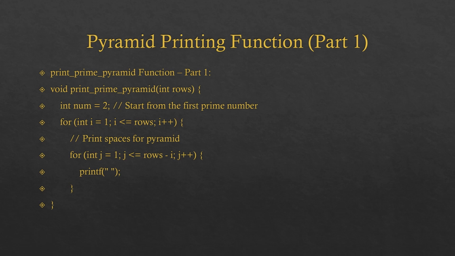Next, let's look at the first part of the print prime pyramid function. This function takes the number of rows of the pyramid as input. It begins by initializing the first prime number 2. The outer loop controls the rows and the inner loop adds space for proper alignment, centering the pyramid.